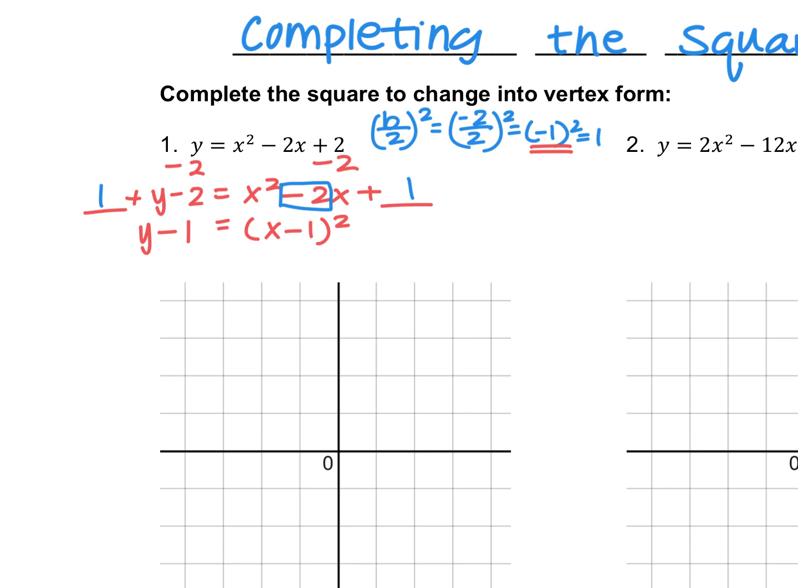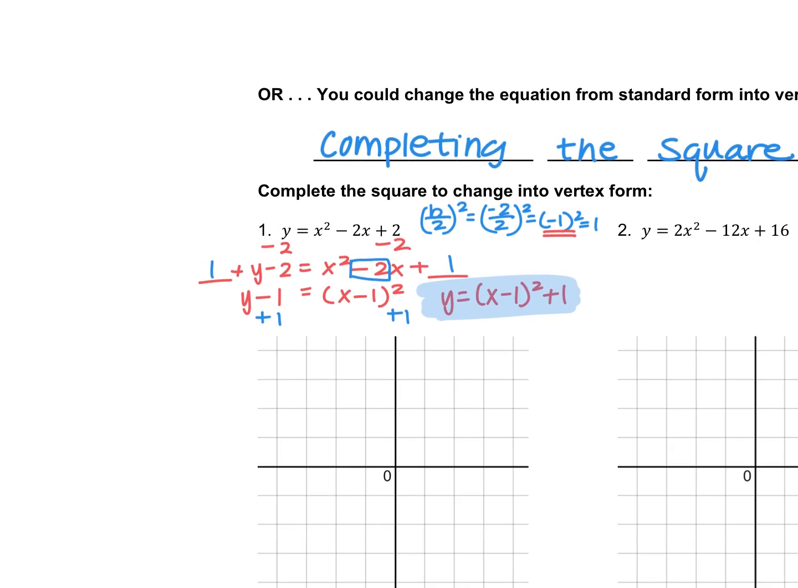And then I'm still trying to get y by itself, so I'm going to add 1 to both sides, so that now I have y equals x minus 1 squared plus 1. And so now it is in vertex form. Factored form looks like y, oh my gosh. Because when I think of the square, I think of x plus 5 times x minus 5. Yeah, difference of squares, yeah.